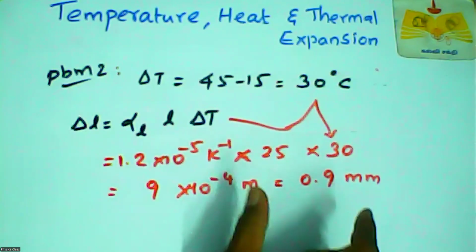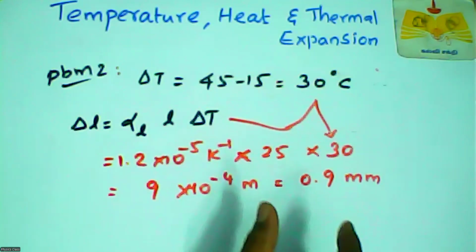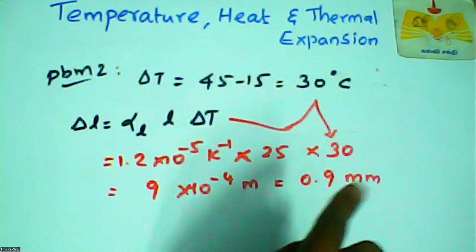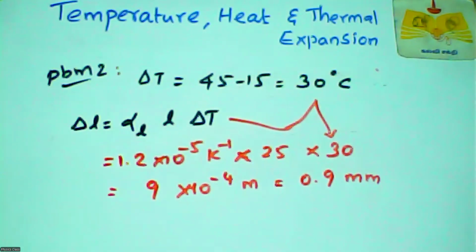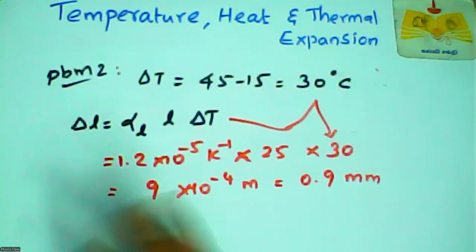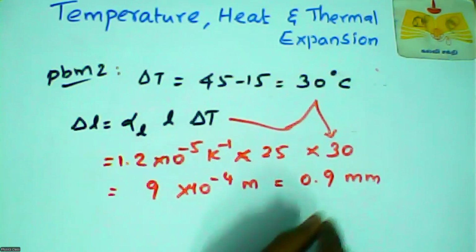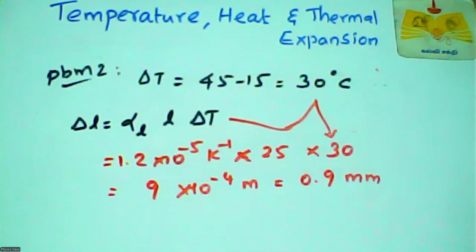This means we must leave at least 0.9 millimeter gap. So the question is, what is the gap needed to prevent buckling? We must leave at least 0.9 millimeter gap to prevent the buckling. Clear? Okay.